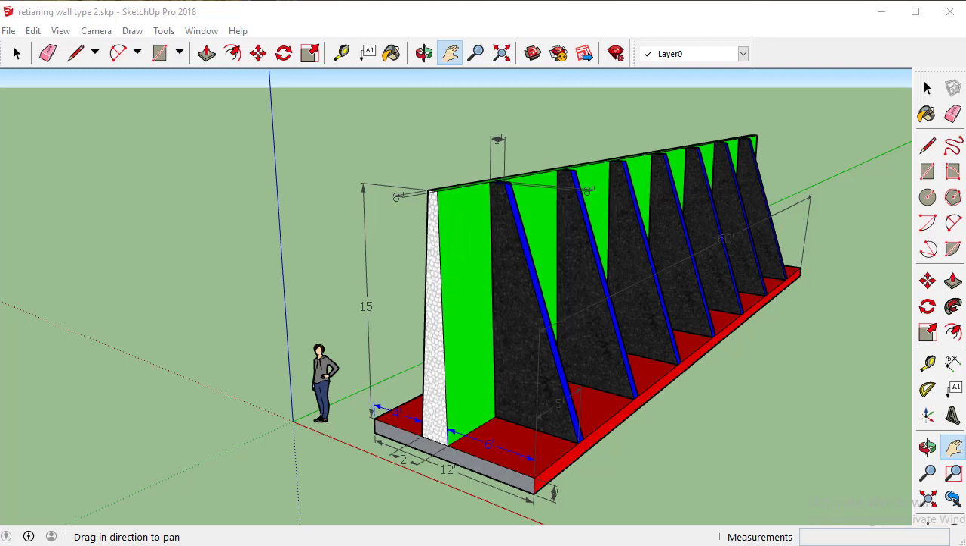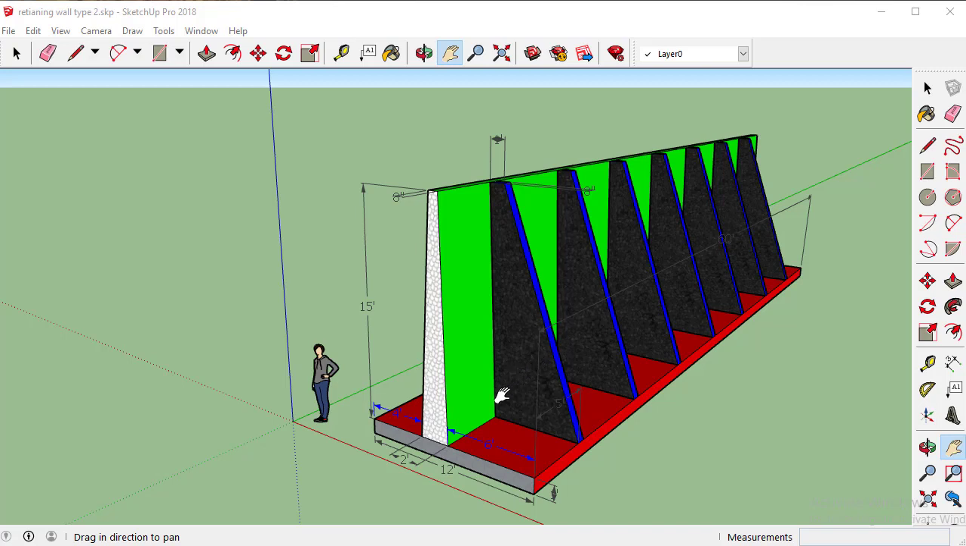As you can see here, we have a 3D model of a counterfort retaining wall, and according to this model, the counterfort retaining wall consists of three parts. The first one is the footing slab, the second one is the stem of this retaining wall, and the third one is the counterfort buttresses. All these are counterfort buttresses.